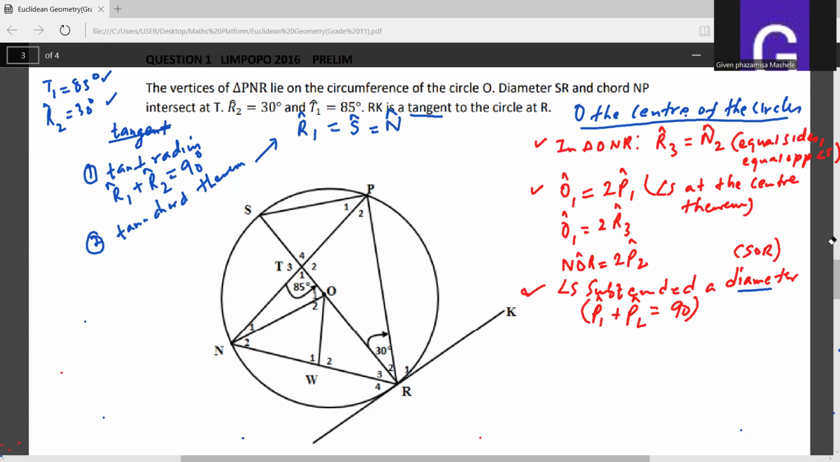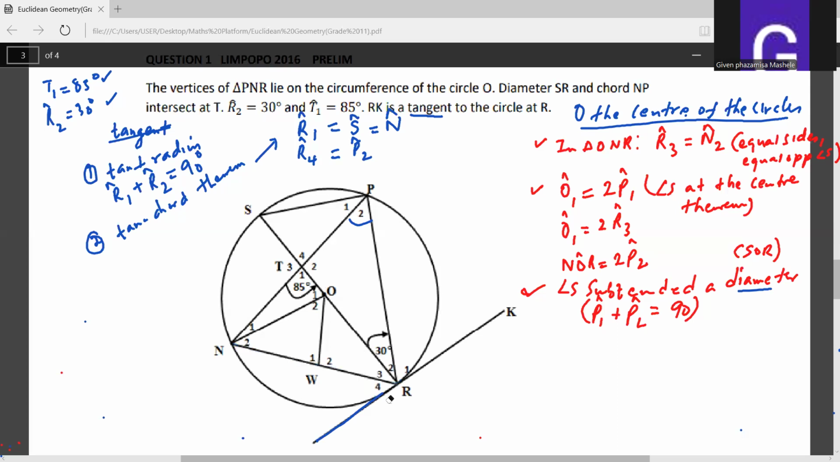I believe you guys are following. What is another angle that is between a tangent and a chord? Another angle between a tangent and a chord is R4. Because this is a tangent, this is a chord. What is the name of the chord? NR. So what is the name of the angle subtended by this chord NR at the circumference? It's P2. So angle R4 equals angle P2. It's the tan chord theorem. I believe you guys are following.